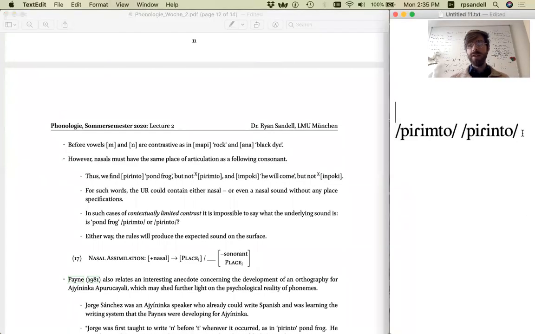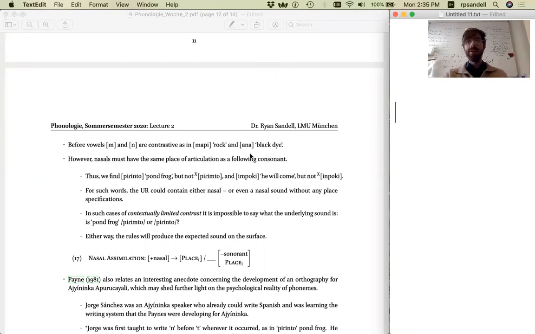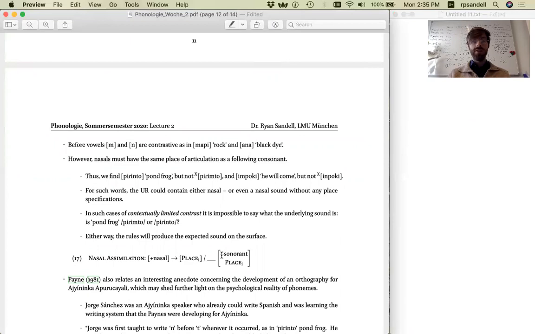So this means that, for nasals, our overall point here is that nasals cannot be contrastive. We cannot find the difference between labial and alveolar nasals when there is a following non-sonorant consonant.